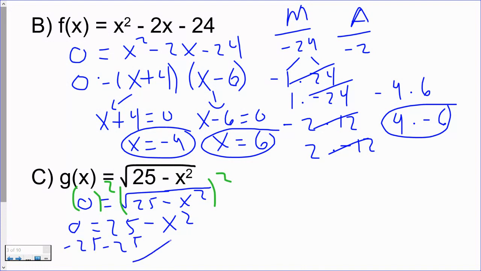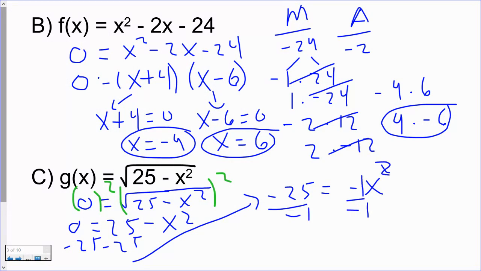So that would give you negative 25 equals a negative x squared. So I'm going to say that's a negative 1. So if I divide this by negative 1 and that by negative 1, that gives you 25 equals x squared. And if I go ahead and now square root that, because that's the inverse or the opposite of squaring, that would then give you two answers. It would give you a plus and a minus 5, not just a positive 5.